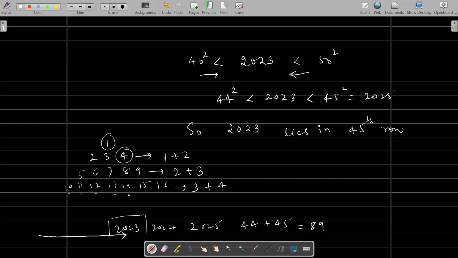That is the sum of those two numbers. So this is the first row. This is the second. Just a minute, I'll use some different color. Yeah, this is the first row. This is the second row. This is the third row.